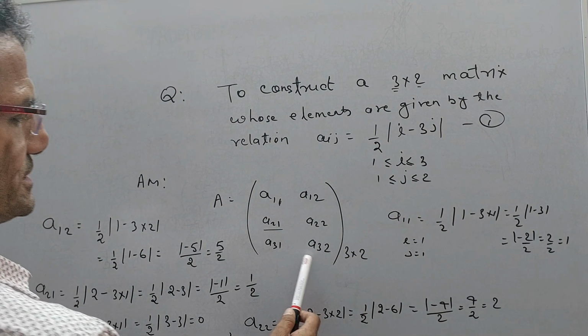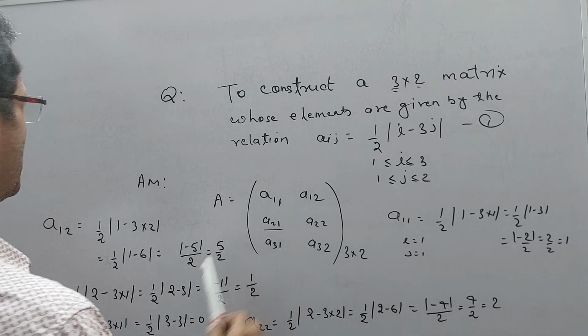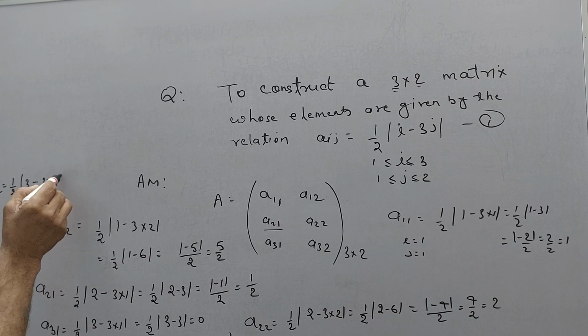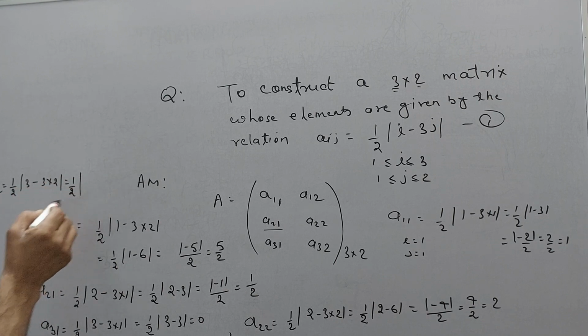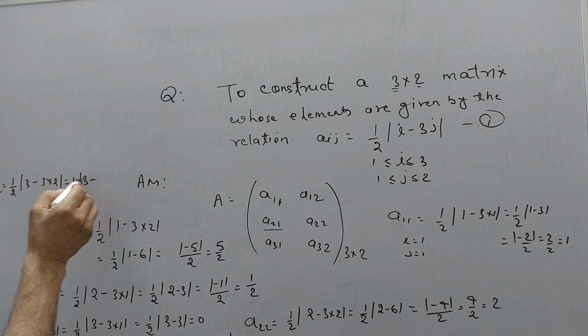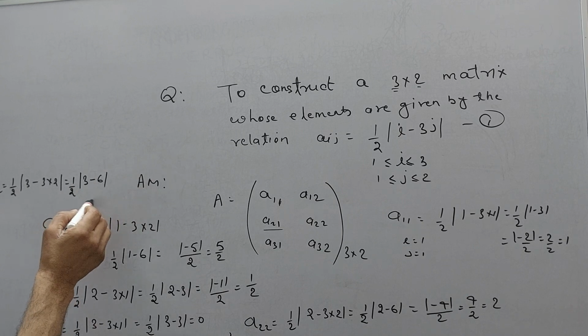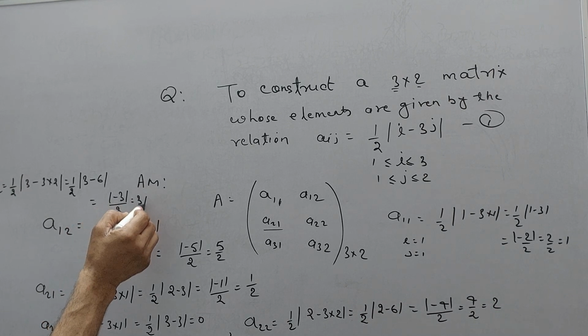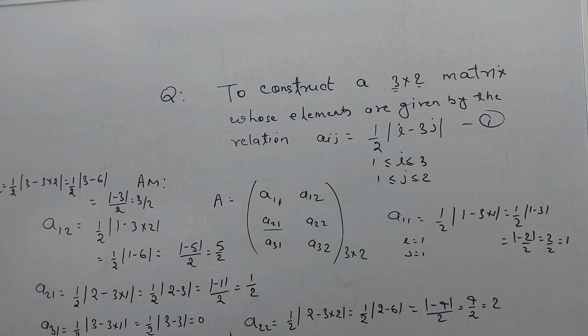Now the last element, third row second column, a32. Our a32 will be mod of i, which is 3, minus 3 times j, where j is equal to 2. Now this value becomes mod of 3 minus 3 into 2, which is 6. Now this becomes mod of minus 3 divided by 2. It comes out 3 by 2.